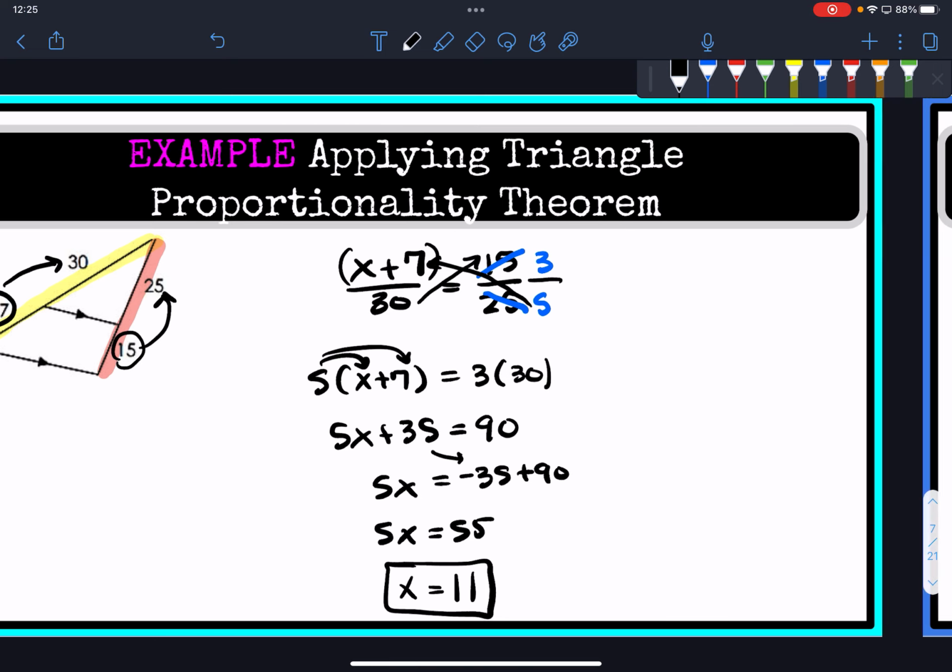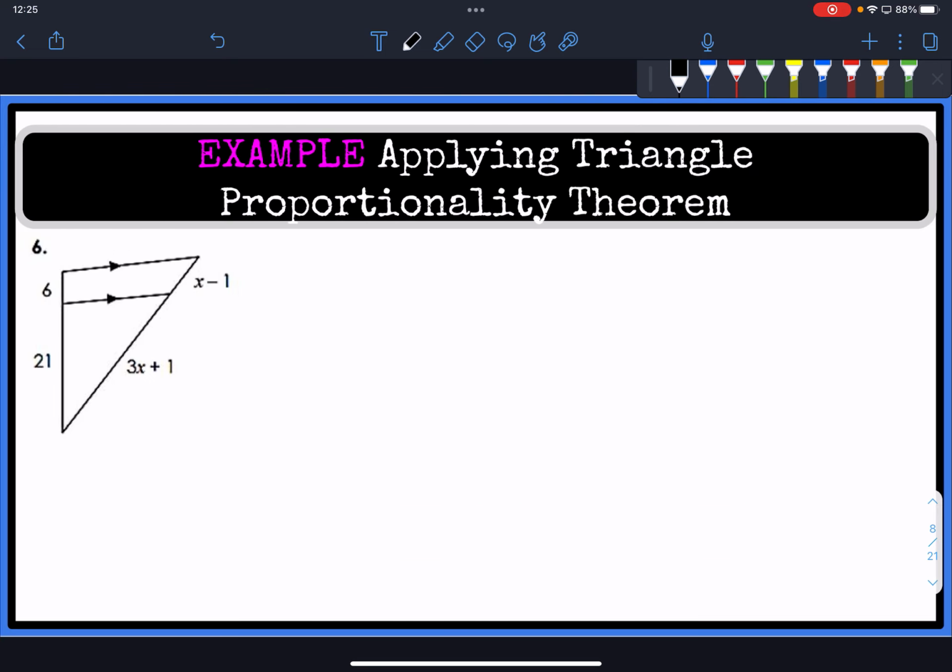Let's see another example similar to that. Here again, we've been taking it for granted that these things are parallel. So we have to verify that these things are parallel. It doesn't work unless these two segments are parallel to each other. And because they are, that means I can create a proportion by dividing the two segments on the left and the two segments on the right.